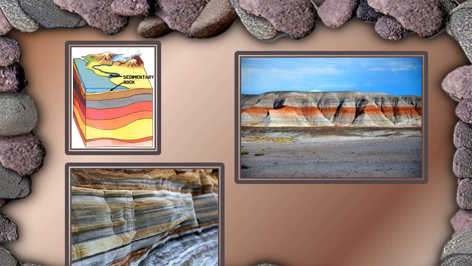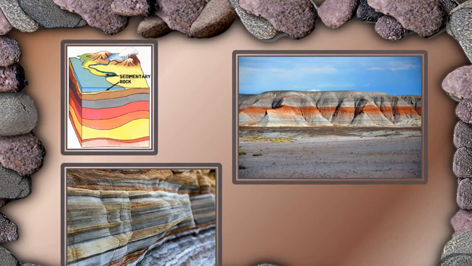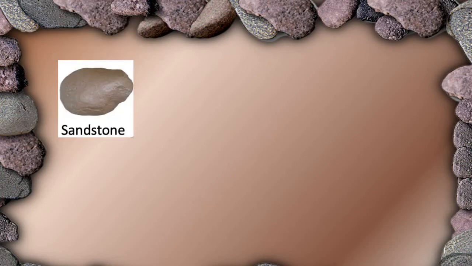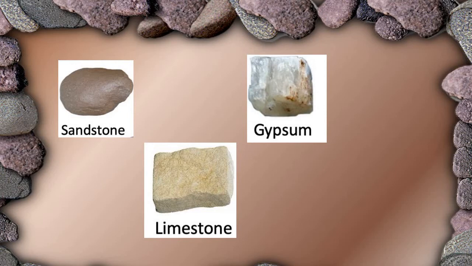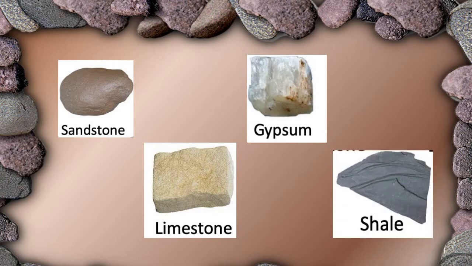And why was it used? Because it is soft, and carvings can be done easily on these rocks. You can see the first type of sedimentary rock is the sandstone, the limestone, the gypsum, and shale. So these are the examples of sedimentary rocks.